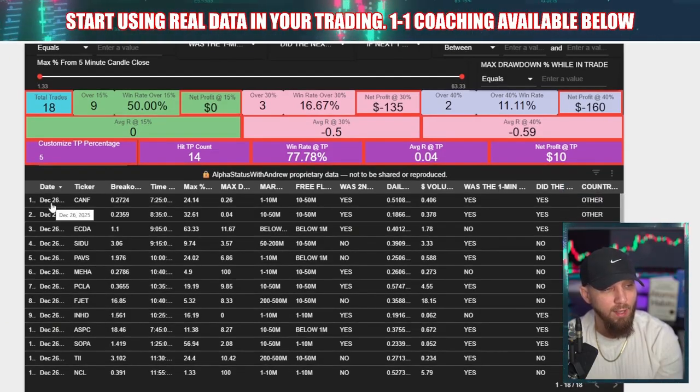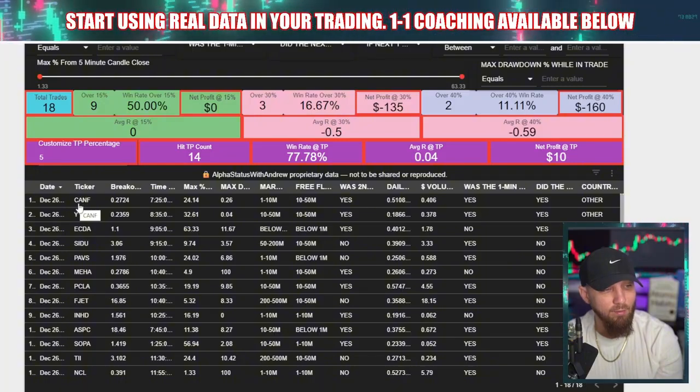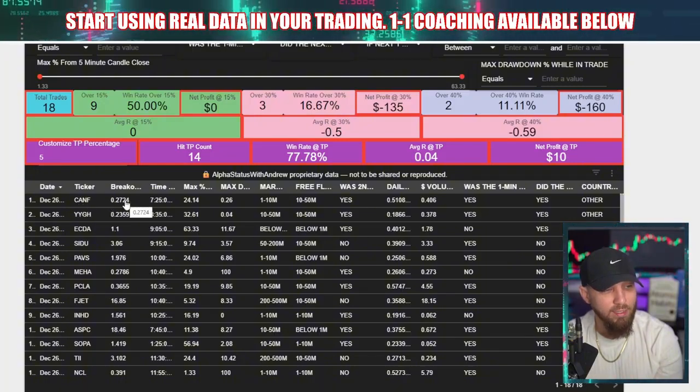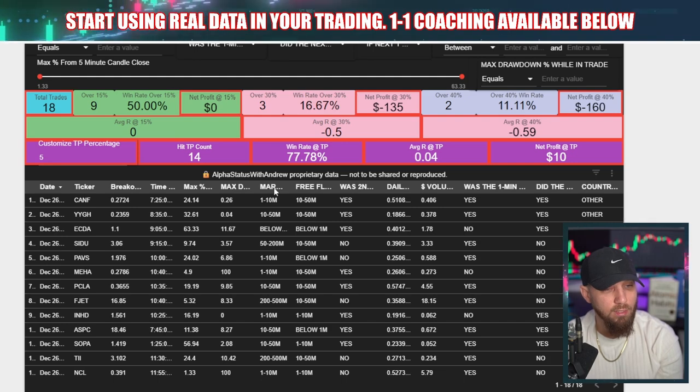So the first one right here is December 26th, CANF. You can see the ticker, the breakout level was 27 cents. The time the stock broke out was 7:25 and our max percentage gain that we could have got was 24%. You can also see free float, market cap, and what country the stock is from. This is what I trade with every single day. This is how I track the data, and this is how I'm able to find the best take profit percentage.